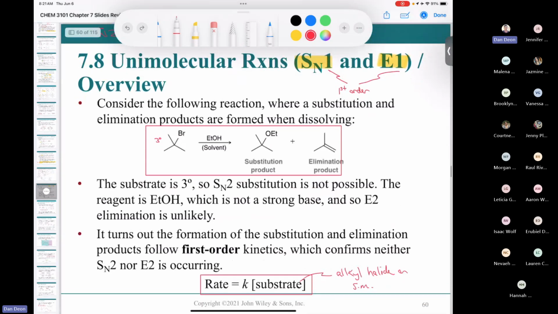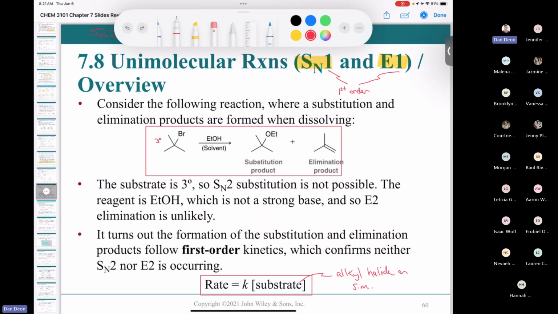So it turns out that this reaction, and this is kind of our conclusion of the slide, is that the formation of the substitution and elimination products, which we do get, do not follow second order kinetics, but rather follow first order kinetics. And so it's something completely different. It's a completely new mechanism.